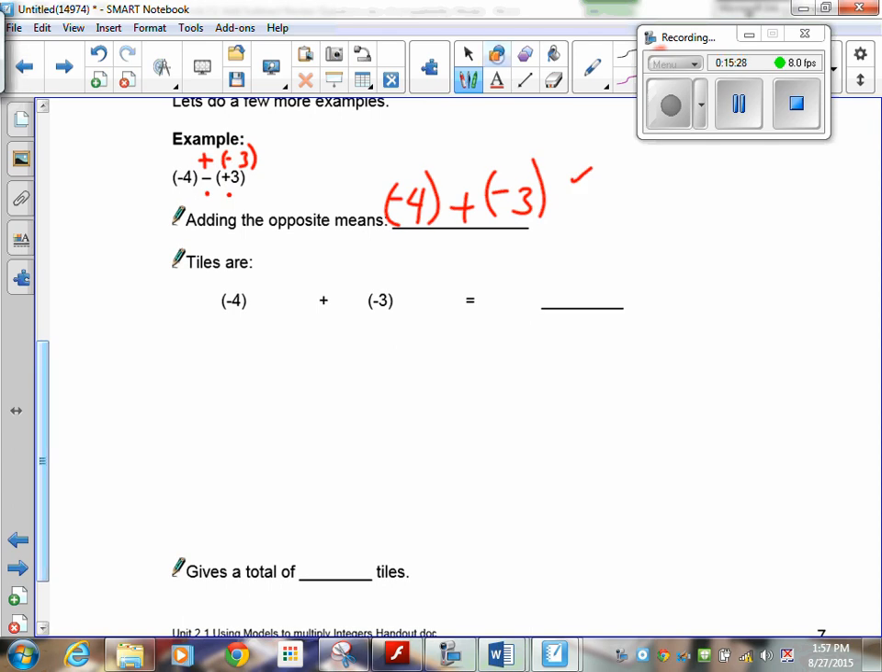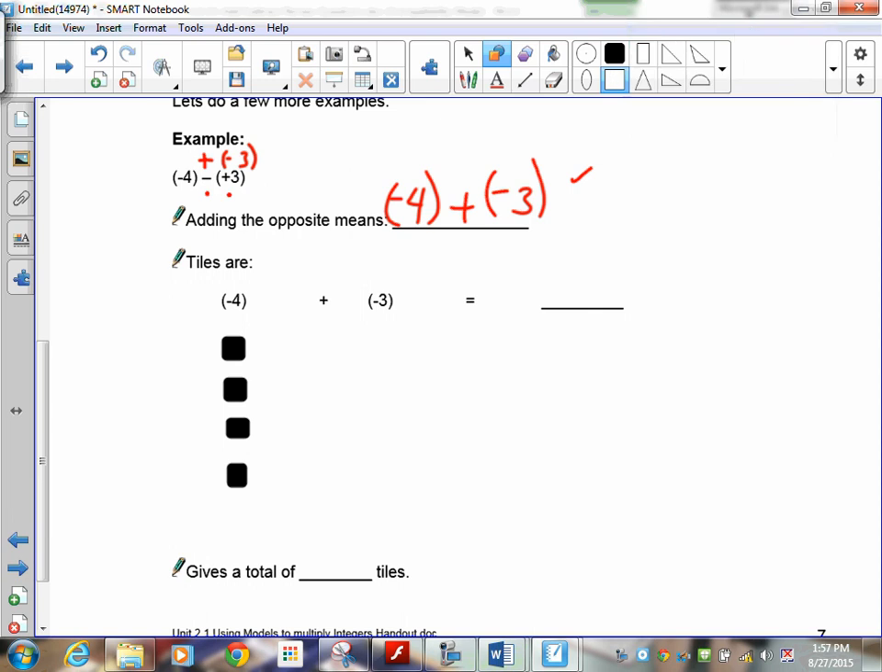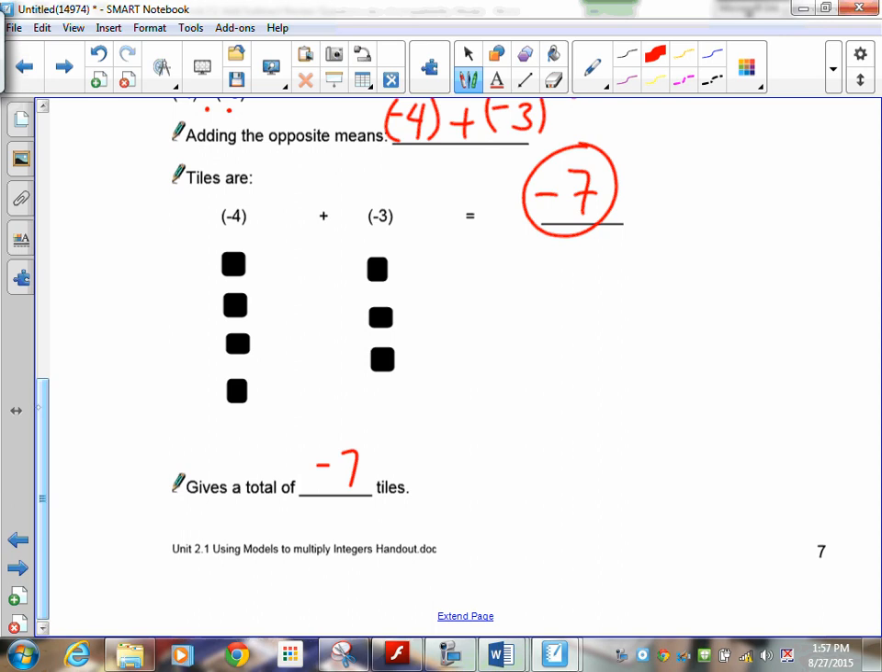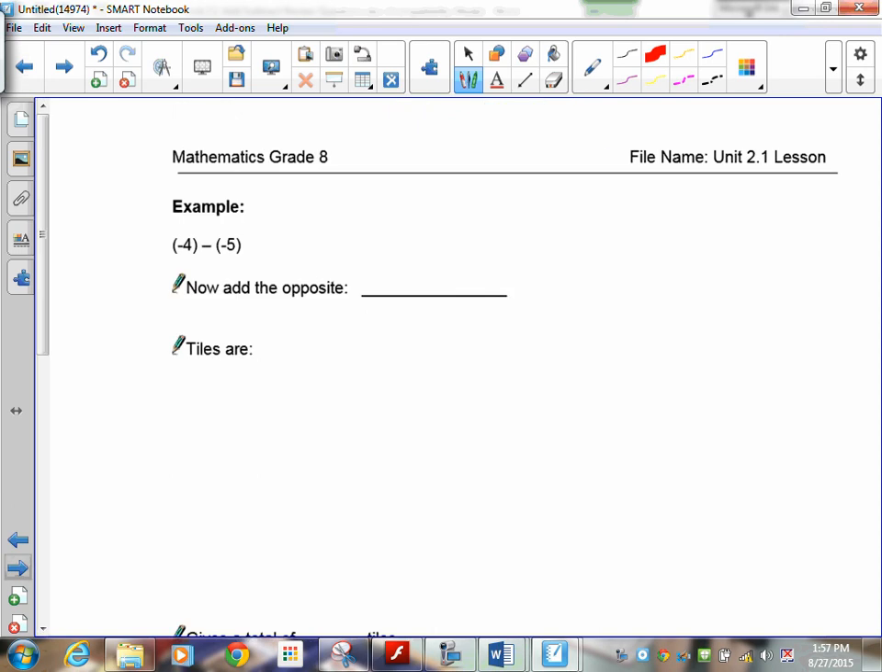So now we've got the question changed into an addition question, which makes it easy. Negative 4, let's grab your negative tiles. Sorry, grab the negative tiles. 1, 2, 3. And now, is there anything to cancel? No. So your answer is negative 7. Okay, so that gives us a total of negative 7 tiles. All right, next question. You try this, see how it works, and then I'll do it for you.